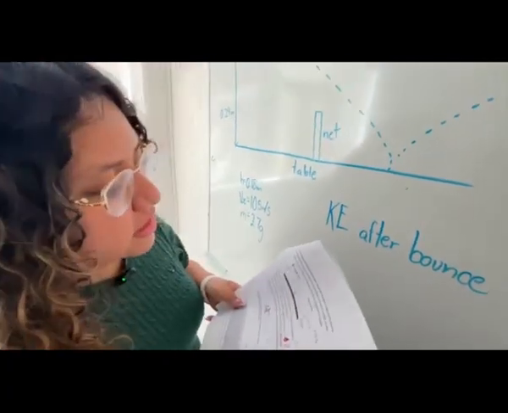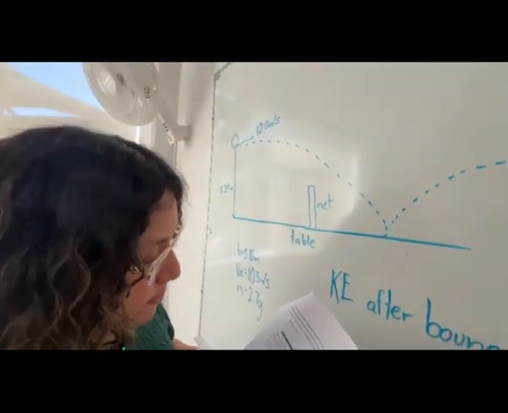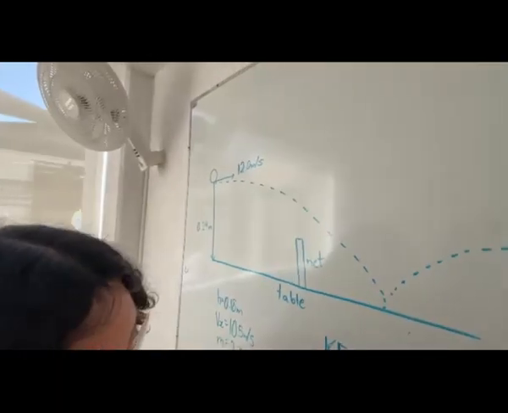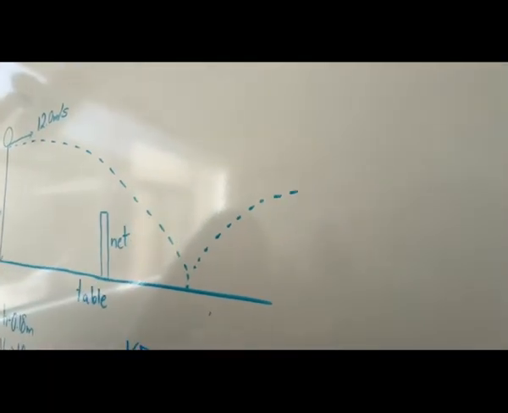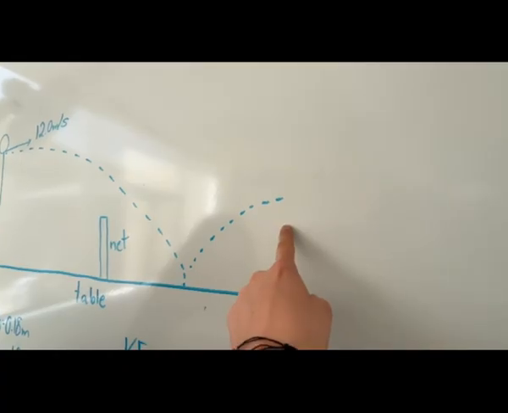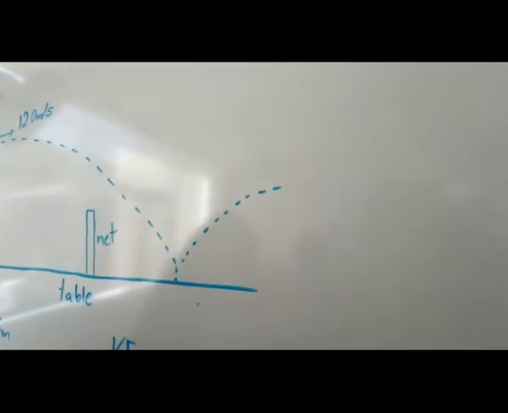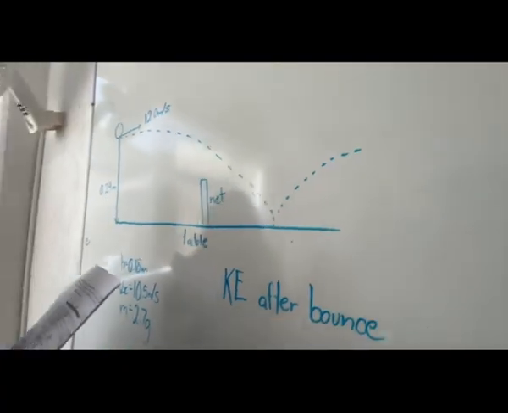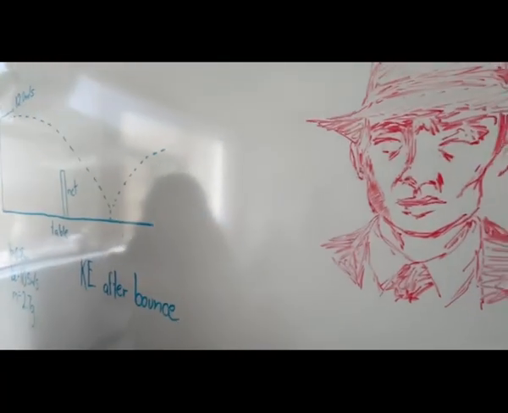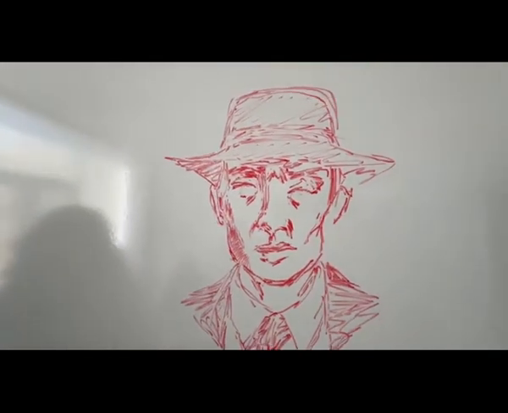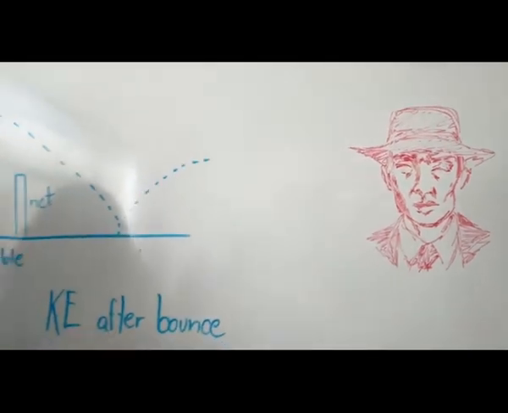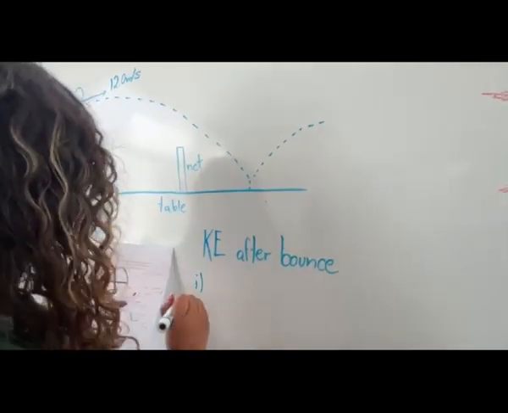And then it says the ball bounces and reaches a peak height of 0.18 meters above the table with a horizontal speed of 10.5 meters per second. The mass of the ball is 2.7 grams. Determine the kinetic energy of the ball immediately after the bounce. This is the first part of this exercise.